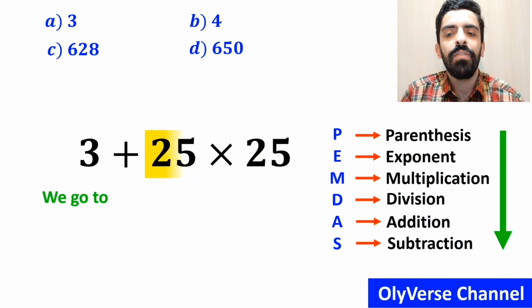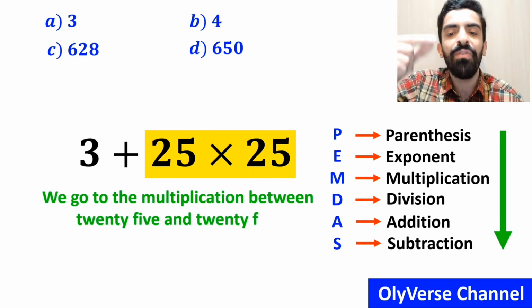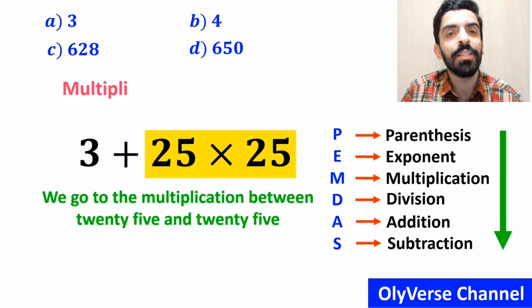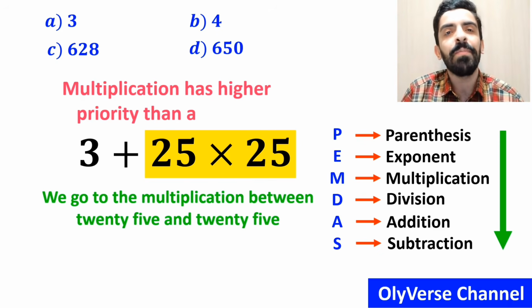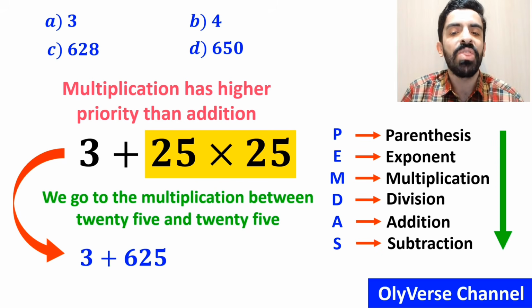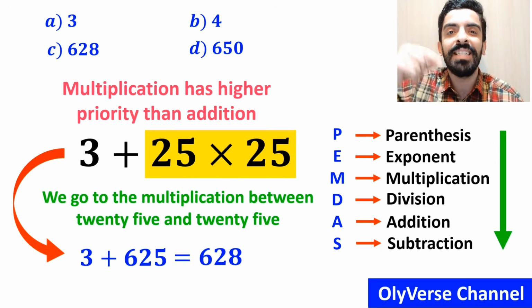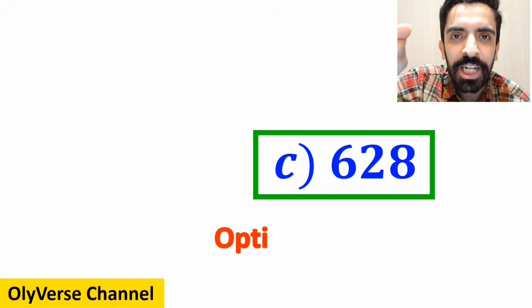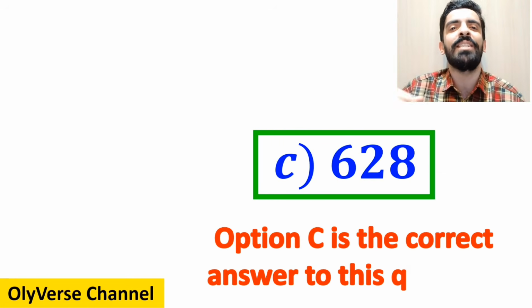And the next step, we go to the multiplication between 25 and 25 because multiplication has higher priority than addition. So, this expression simplifies to 3 + 625, which ultimately gives us the answer 628. Therefore, option C is the correct answer to this question.